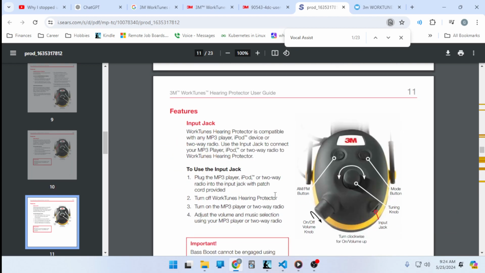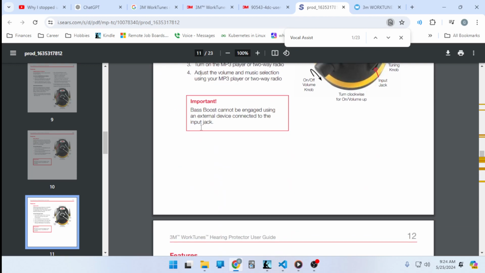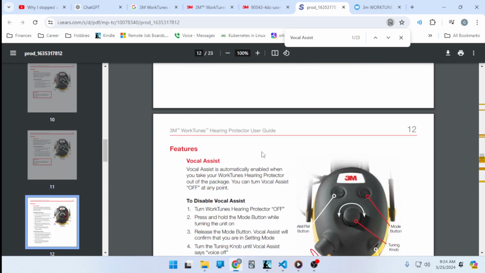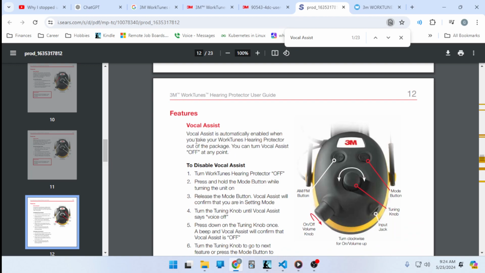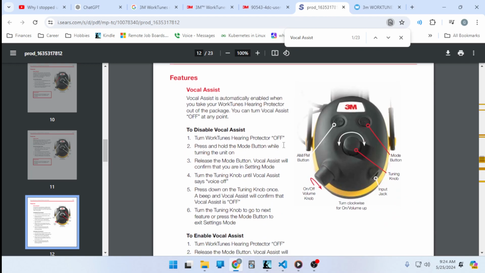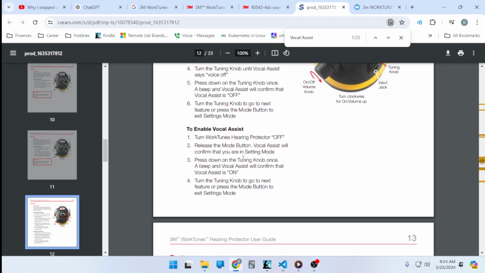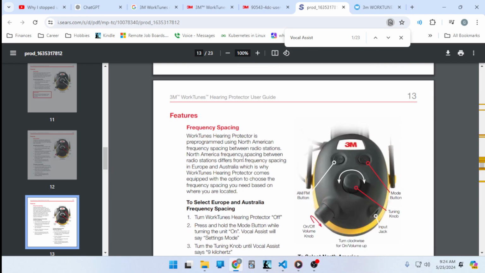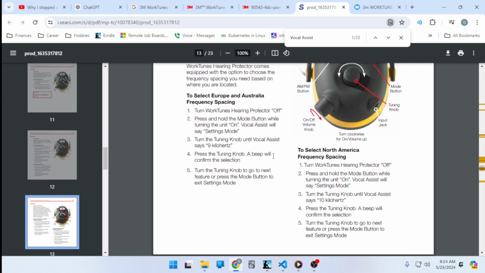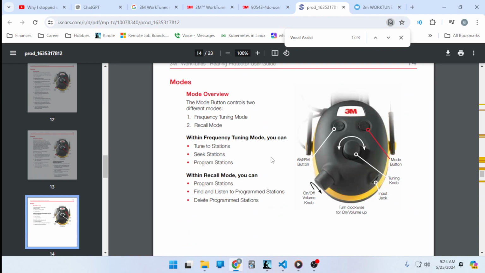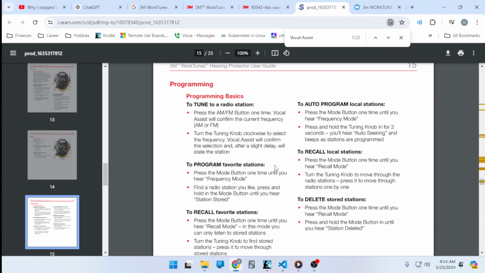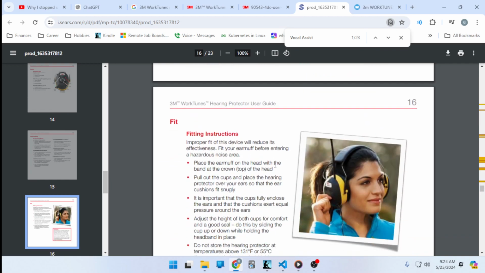Okay, so yeah, I remember doing that. But how do I change the? You can turn vocal assist off. That would be good. Frequency spacing. Okay, so that's for the AM FM. Well, shoot. Is there a driver?